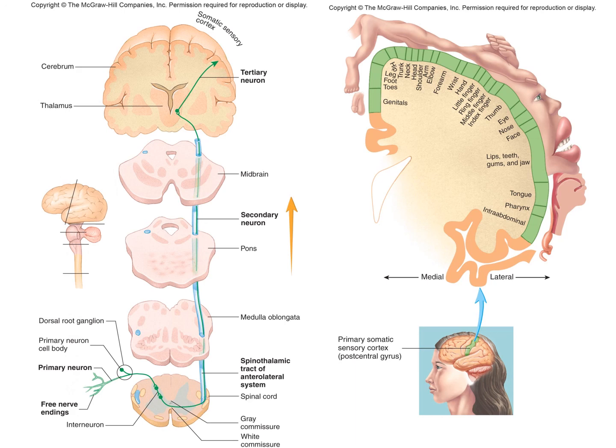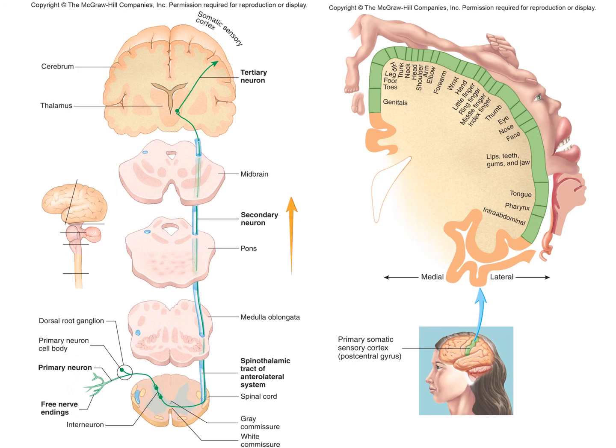The left side of this figure relates to the previous lecture about the spinal cord and the ascending tracts. So if we had a free nerve ending somewhere in your hand, for example, and you touch something sufficiently to generate an action potential, that axon would enter through the dorsal root of a spinal nerve, make a synapse in the gray matter of the spinal cord.